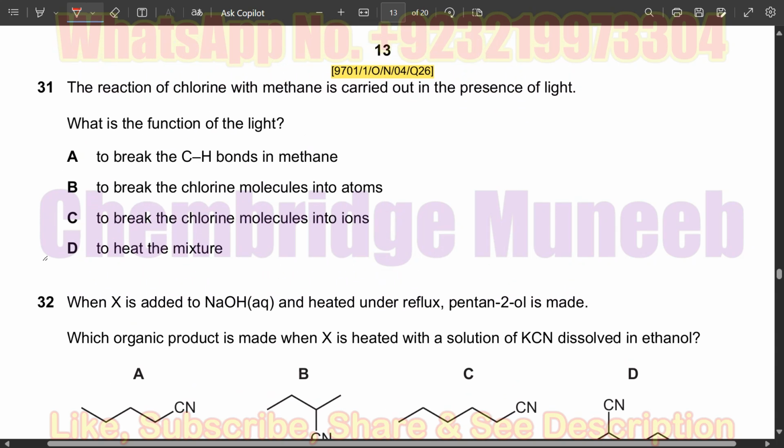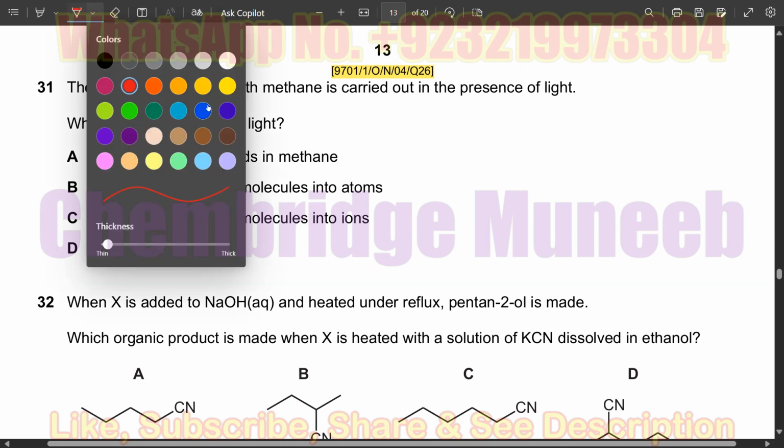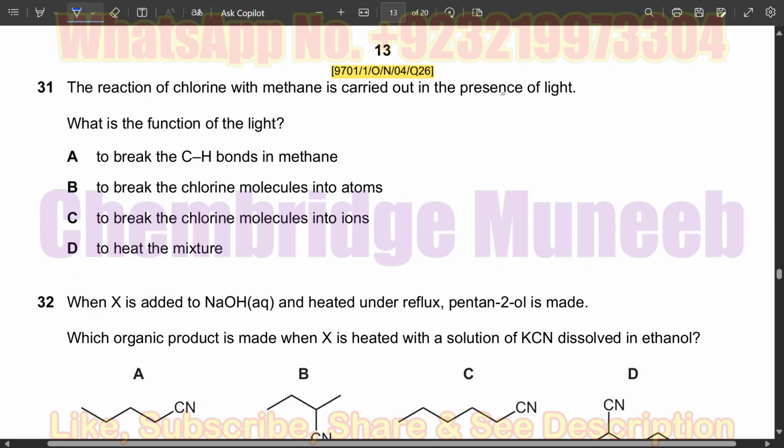Then question number 31 is also repeated. The reaction of chlorine with methane is carried out in the presence of light. What is the function of the light? This question is taken from a very old paper, 2004. So what's the purpose of using the light?